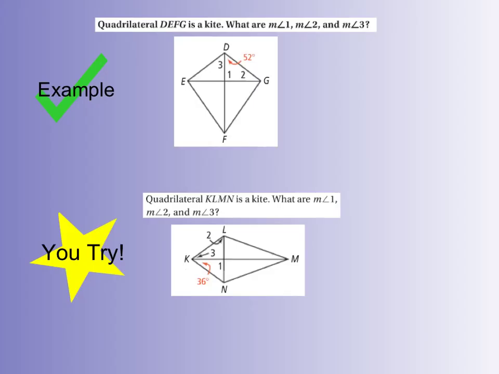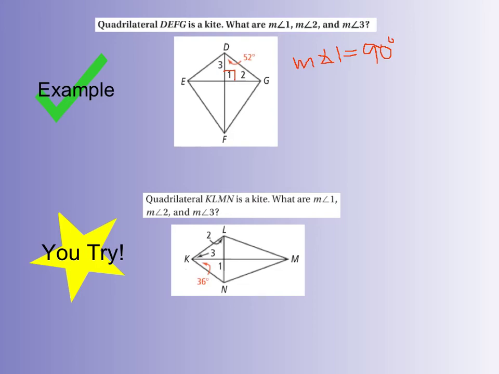So now when I apply this to a problem, my first example says, okay, I've got quadrilateral DEFG. They tell me it is a kite. So I know, because of that theorem we just learned, that my diagonals are going to intersect at 90 degrees. I have to try to find the measures of angle 1, 2, and 3. Well, measure of angle 1 is really easy. Measure of angle 1 is 90 degrees because that's my right angle box that has to happen where my diagonals intersect.